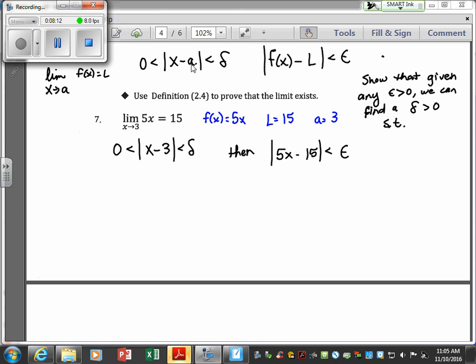Okay, so to use the definition, we want to show that given any epsilon greater than 0, we can find a delta greater than 0 such that these two inequalities will hold for this given example. All right, so we need to try to find a proper choice of delta. So we'll examine the epsilon statement. We're trying to find a proper choice for delta, so we'll look at the epsilon. We have this here.